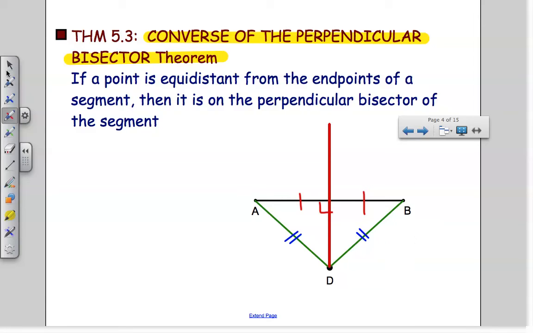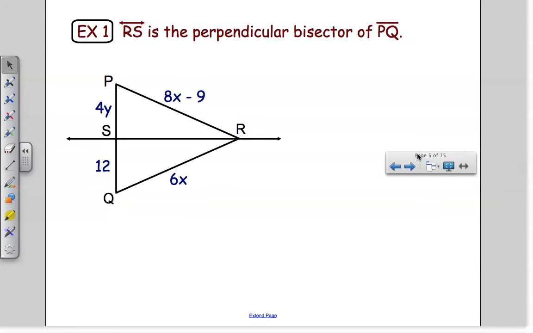It has to be. And I could extend this and make it a line or extend that segment, but I know that D is on the perpendicular bisector of the segment AB because that point D was equidistant to A and B. If it had not been the same distance, then it wouldn't be on the perpendicular bisector. Alright, so that's the converse. It works both ways. Points on a perpendicular bisector are equidistant to the endpoints of a segment. Let's use that in some examples.